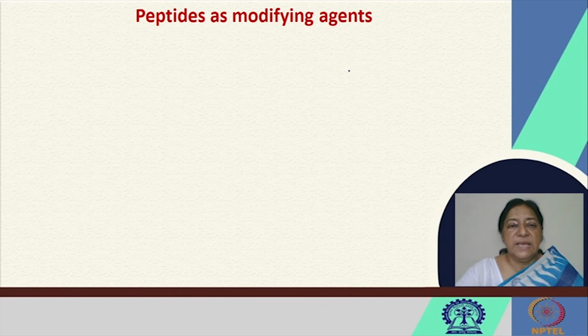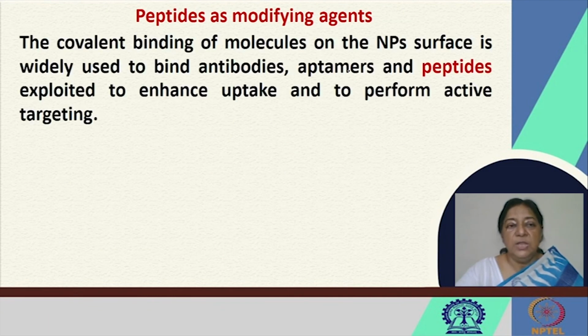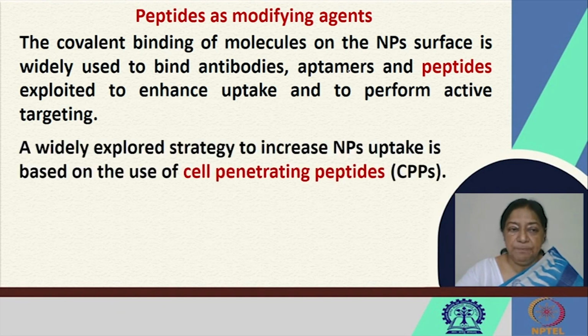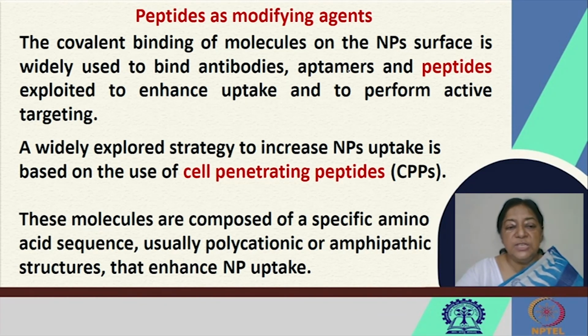Here, peptides can be used as modifying agents. The covalent binding of molecules on the nanoparticle surface is widely used to bind antibodies, aptamers, and peptides that are exploited to enhance uptake and to perform active targeting. A widely explored strategy to do this is using cell penetrating peptides, a topic that we discussed in protein peptide interactions. These molecules are composed of specific amino acid sequences that can enhance nanoparticle uptake.